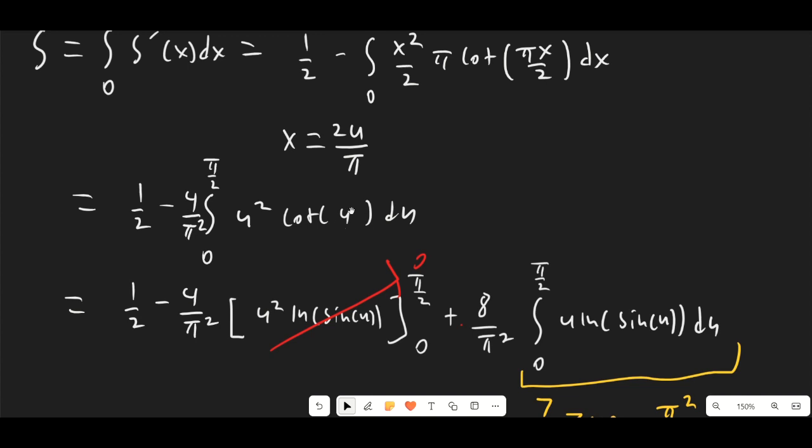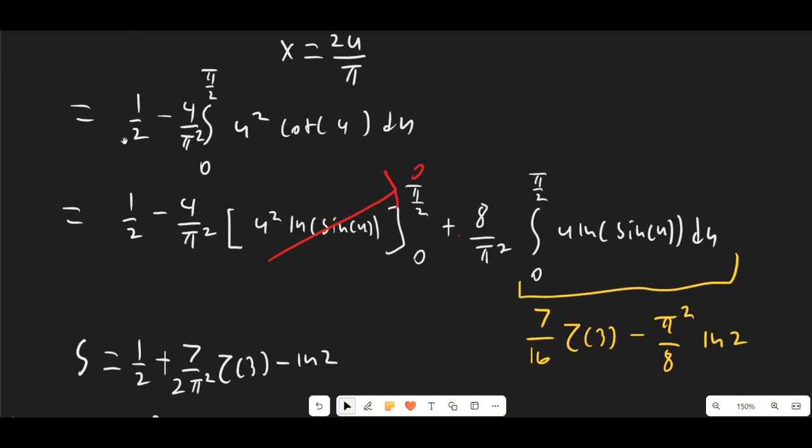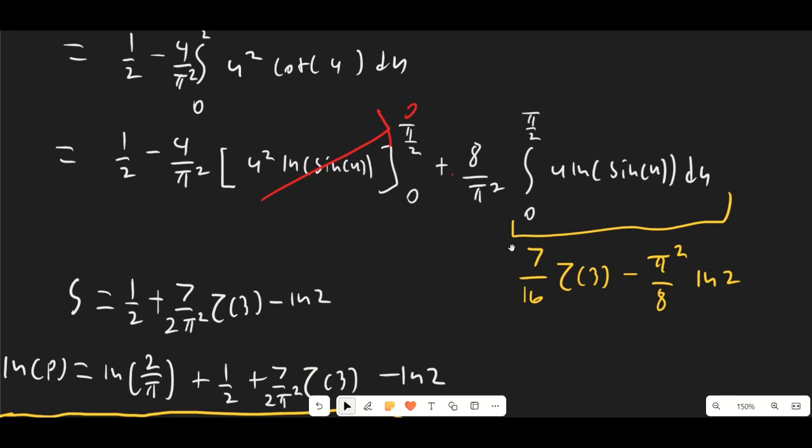Now, in order to get this cotangent of u into a nicer form, and to reduce the power of the u here, we're going to integrate once using integration by parts. And we get u squared natural log of sine of u, evaluated at pi over 2 and 0, which just goes to 0, plus 8 over pi squared, integral from 0 to pi over 2, u ln sine of u du. And this integral right here is a very, very fun one.